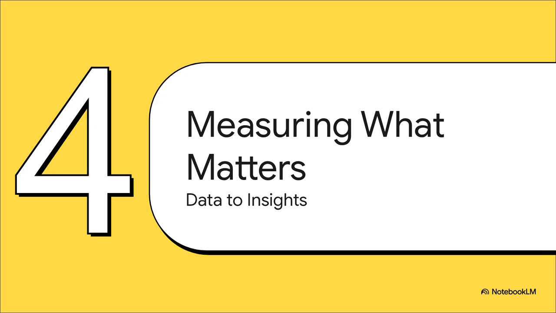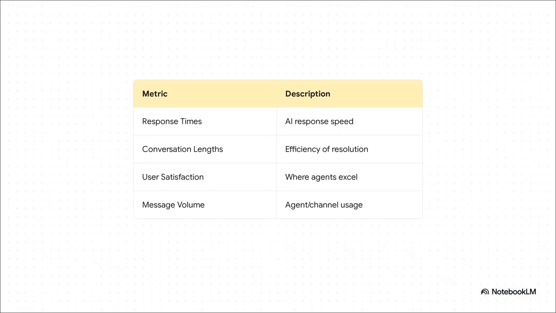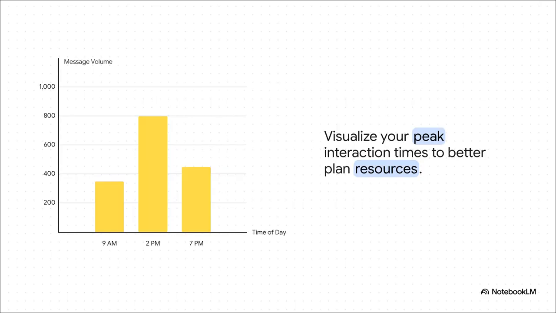Okay, so seeing the conversations is huge. That's step one, but truly understanding them, that's a whole other level. This next part is all about turning that raw data into something you can actually use. And we do that by tracking the key performance indicators, the KPIs that actually matter. We're talking about things like response times, how long conversations are, and user satisfaction scores. This kind of data pinpoints exactly where your agents are crushing it and where they might need a little more training.